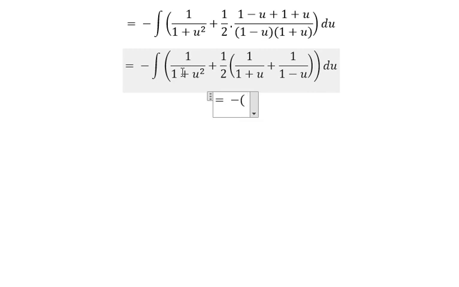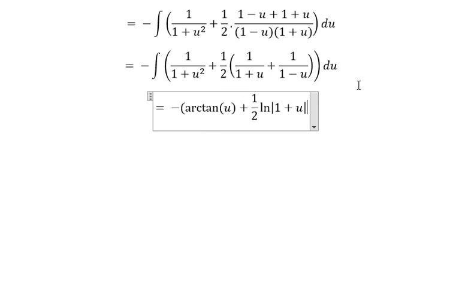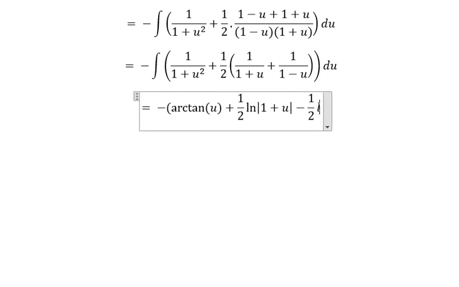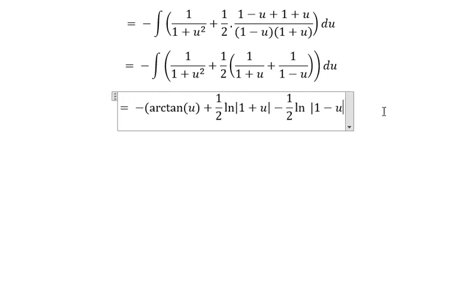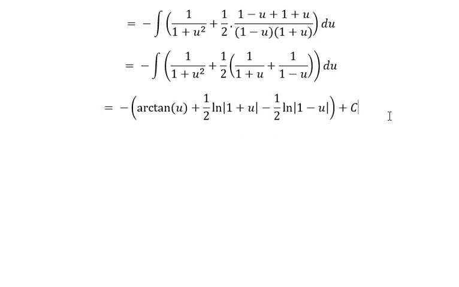The integral of 1 over 1 plus u squared, you got arctanh of u. The integral of 1 over 1 plus u, you will get ln of the absolute value of 1 plus u. The integral of 1 over 1 minus u, we had a negative, so we got negative 1 over 2 ln 1 minus u. And we put c as the constant.